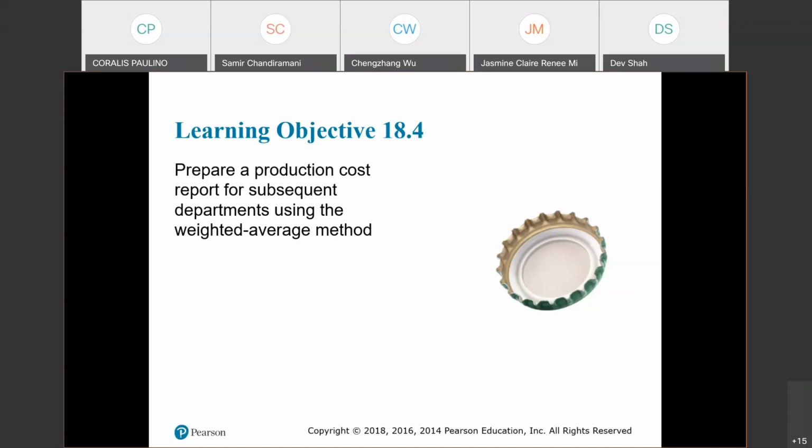We used a fictitious company, Puzzle.me, as an example to illustrate what we learned in process costing. And also, in the last class, we discussed how to prepare a production cost report for the first department using the weighted average method.